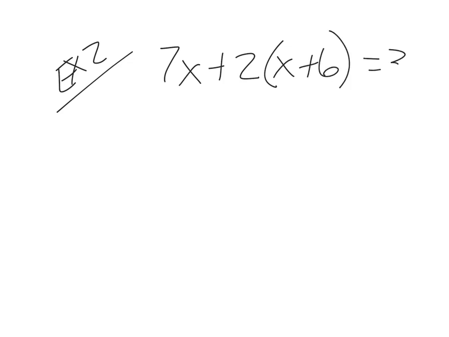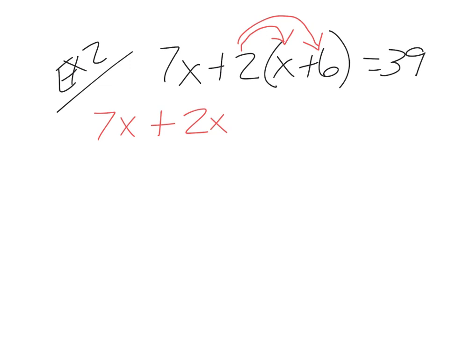All right, example 2. Make sure you're putting this in your journal. We have 7x plus 2, open parenthesis, x plus 6, close parentheses, equals 39. So we're going to have to do distributive property, aren't we? So what are we distributing? You did 2 times x. Right, 2x. So I'm just going to rewrite 7x at the beginning, plus 2 times x is just 2x, plus 12, and then equals 39.